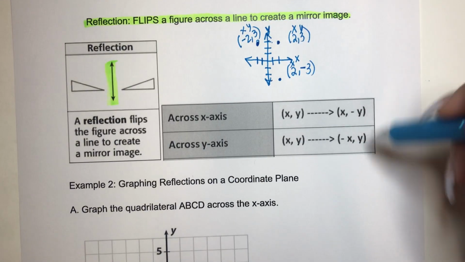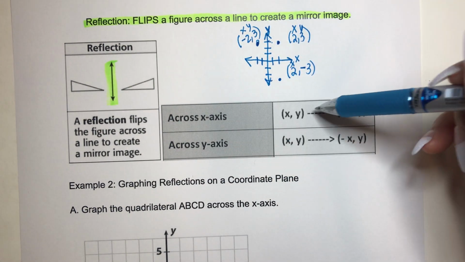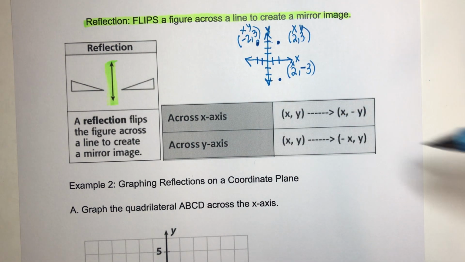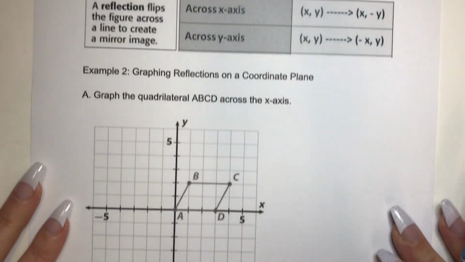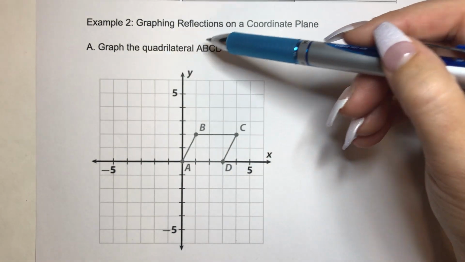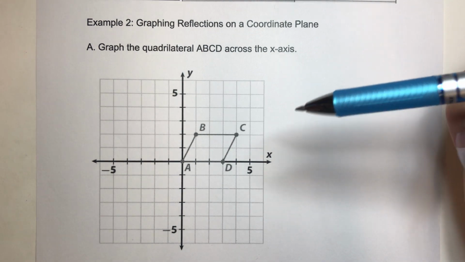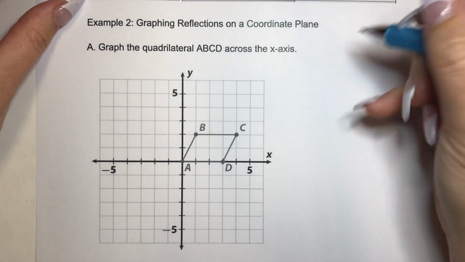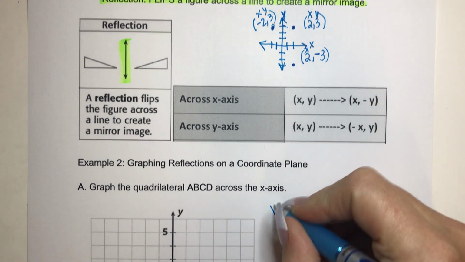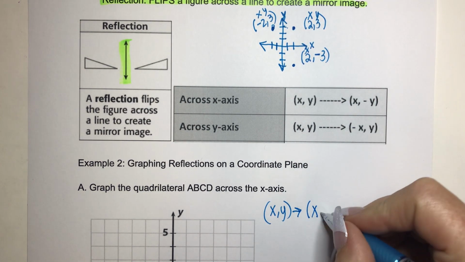Okay, so these are 2 rules: when something gets reflected across the x-axis, you do x, negative y, and when something gets reflected across the y-axis, you do negative x, y. Let's go ahead and do a couple examples. This is A. It says graph the quadrilateral ABCD reflected across the x-axis. So when reflecting across the x-axis, xy goes to x, negative y.